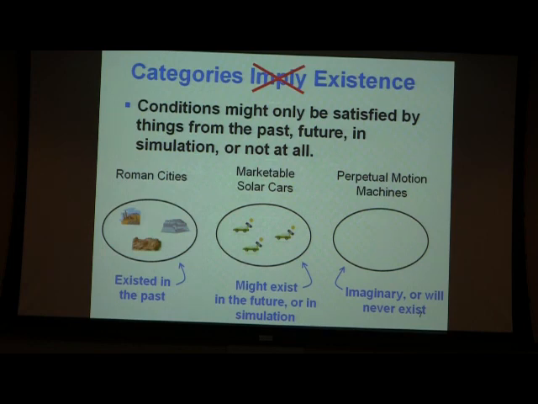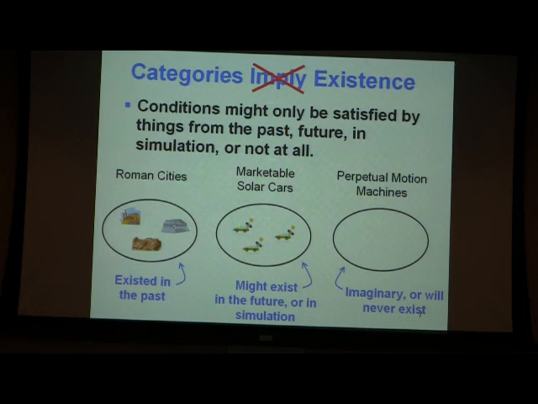Another thing about categories is they don't imply existence, although in that last slide we added a condition that the thing actually exists. So, for example, we might have a category for Roman cities that has conditions that will be true for Roman cities, but Roman cities don't exist anymore. Cities exist that were Roman, but there's none now.